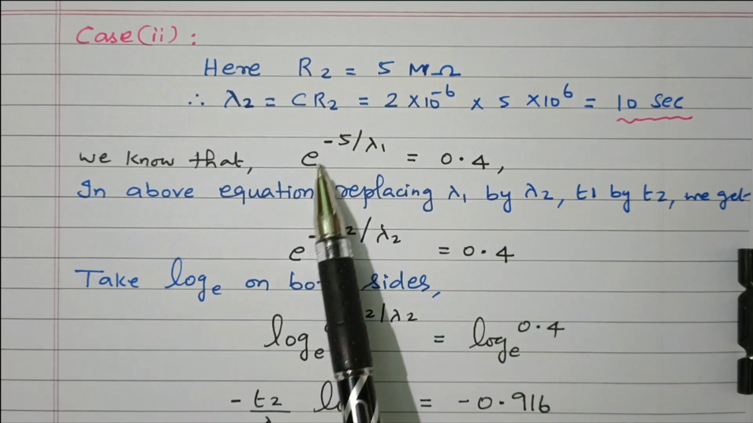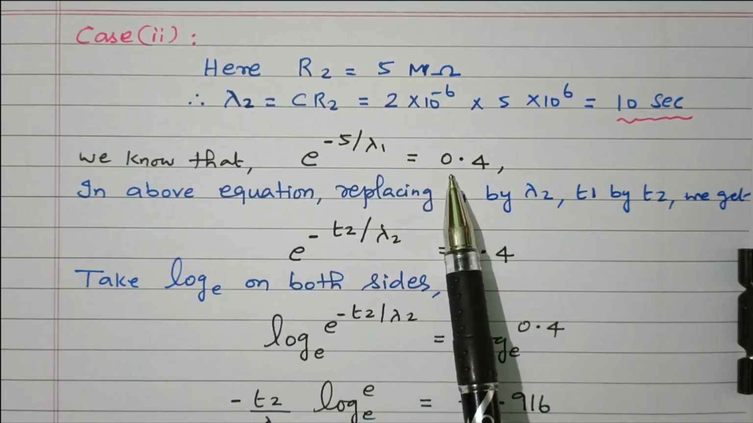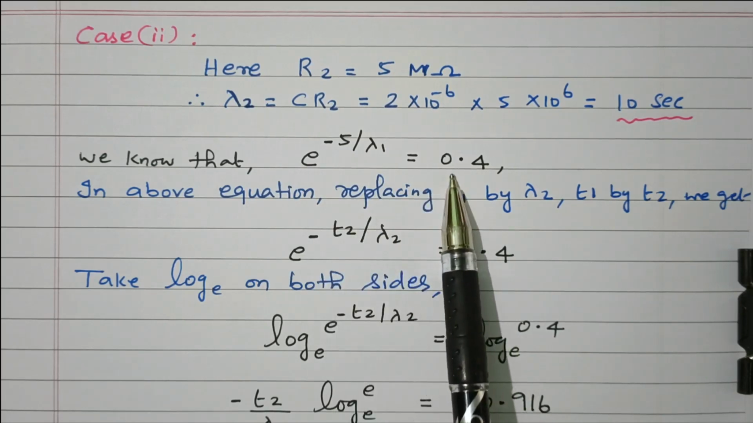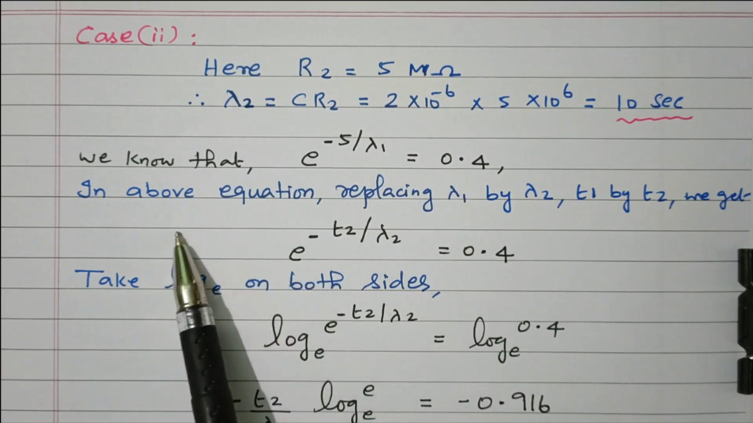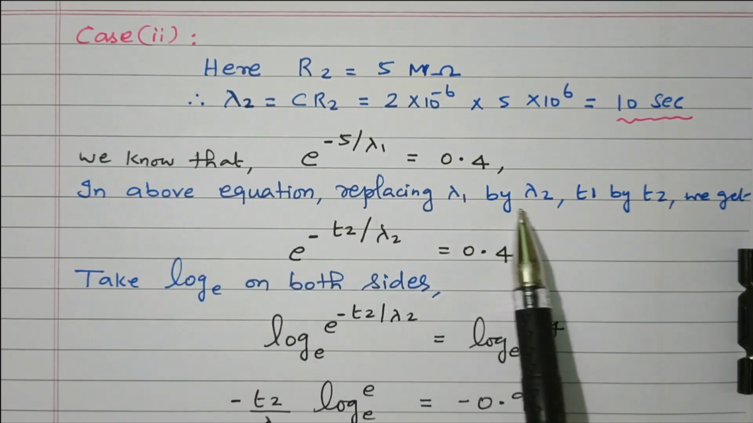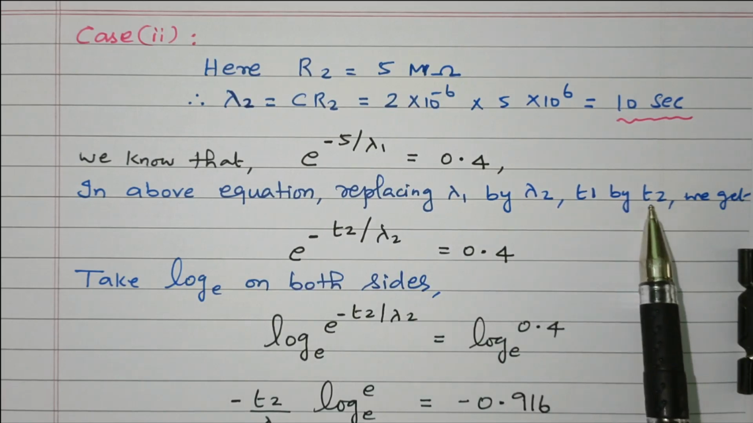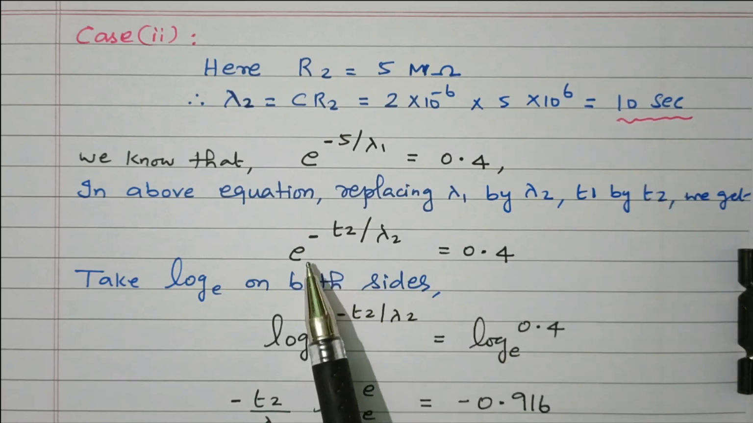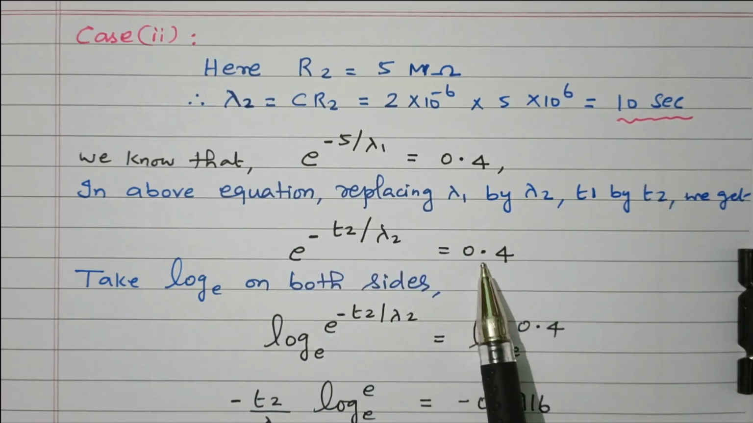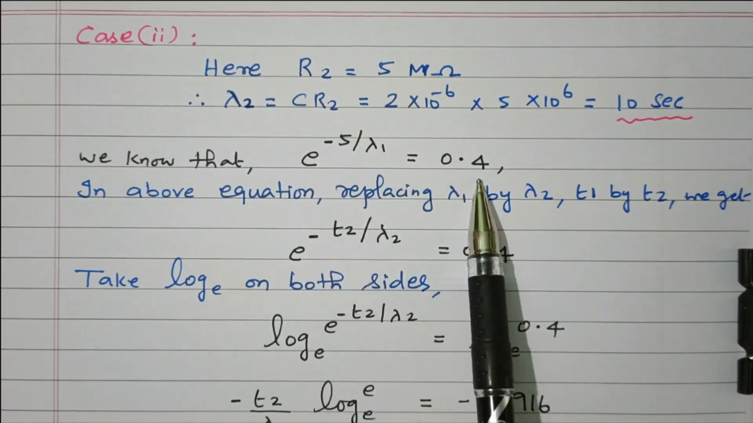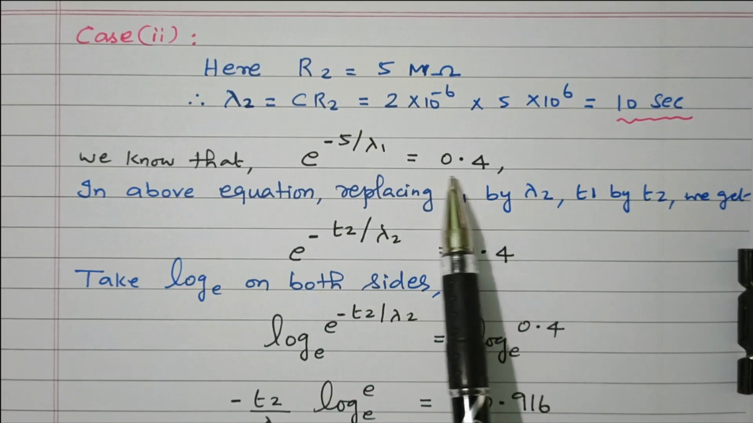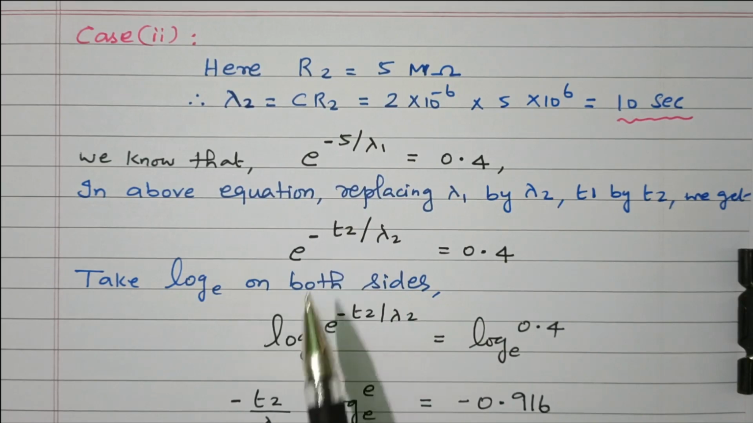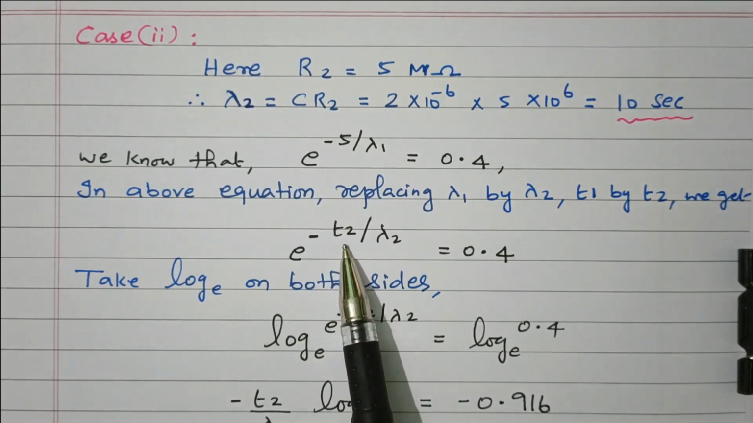But we know that e power minus 5 by lambda 1 equal to 0.4. That is already given, from the previous equation. In the above equation we can replace lambda 1 by lambda 2 and t1 by t2, so that we can get the time for the second case. So e power minus t2 by lambda 2 equal to 0.4. This is the equation already available in the previous case. In that we are replacing lambda 1 by lambda 2, and 5 by t2, so that we are able to find the value of t2.